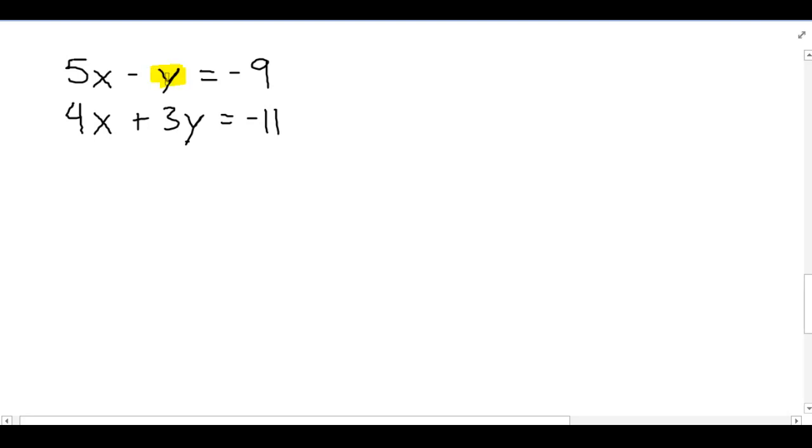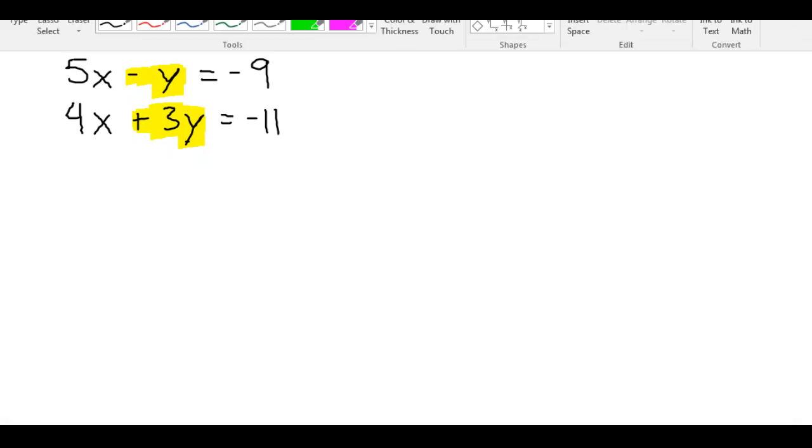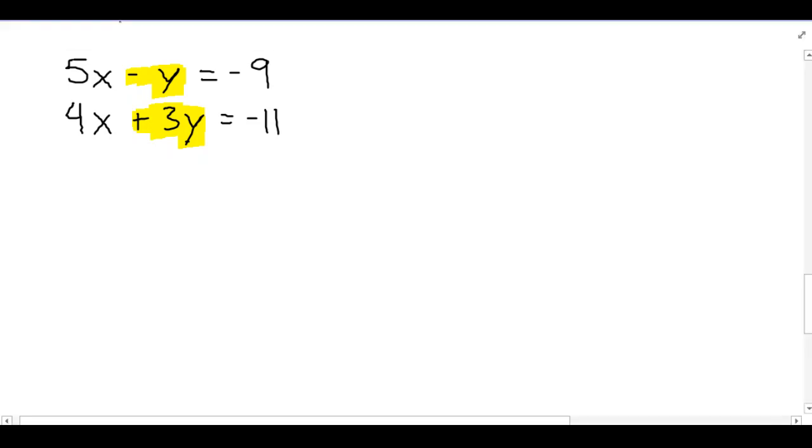I'm going to pick the y's. My reasoning, though, is because one's already negative and the other one's positive. So they're opposite signs already, so when I add them, if they are the same, they'll cancel out. That's my reasoning. But again, don't let that worry you. Just pick one variable and go with it to try to eliminate it. So I'm going to go ahead and try to eliminate these y's, right?